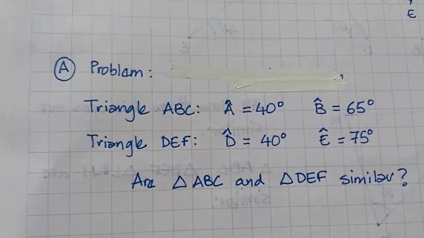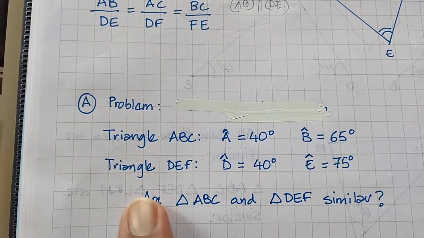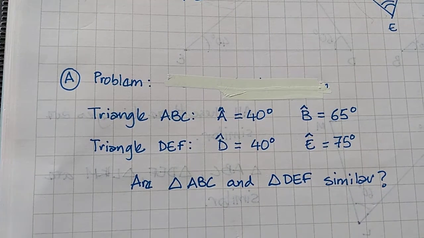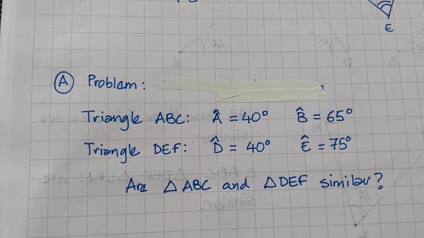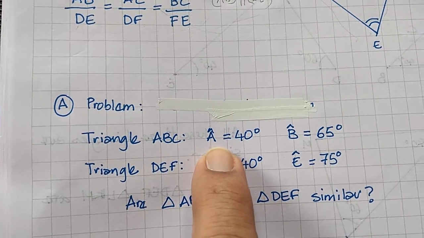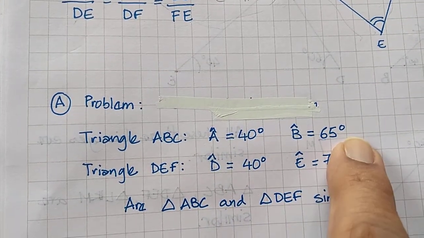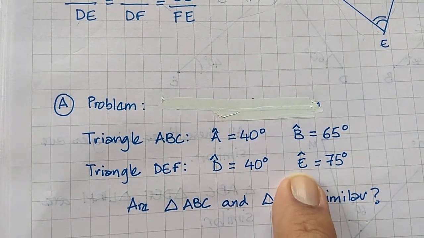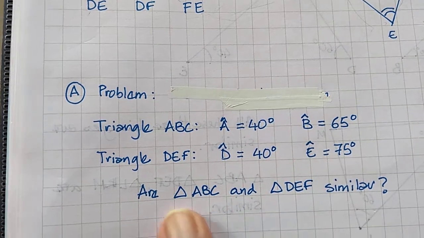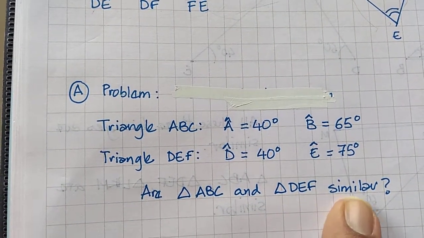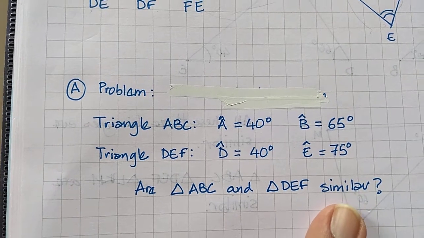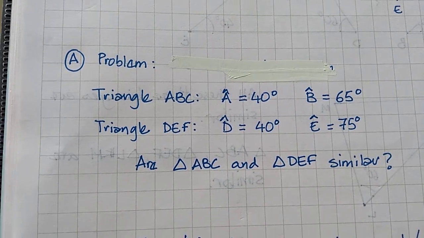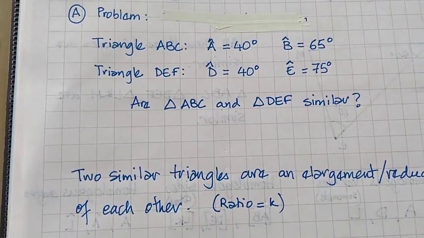Okay, now one in-video problem. This is just to make sure again that you have watched the video. I have triangle ABC where angle A is equal to 40 degrees, angle B is equal to 65 degrees. And I have triangle DEF where angle D is equal to 40 degrees, angle E is equal to 75 degrees. Are triangles ABC and DEF similar? Okay, so this you have to send to me. You can just say yes or no and you can explain why, justify your answer.